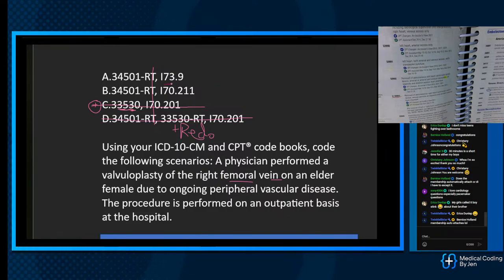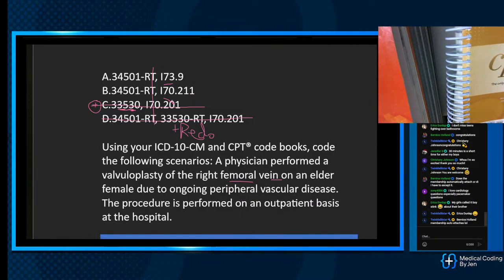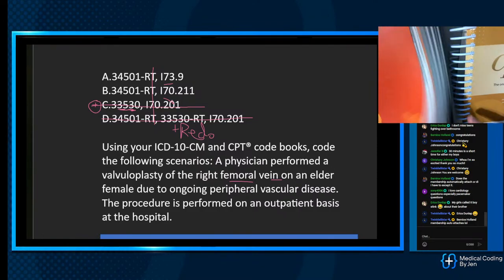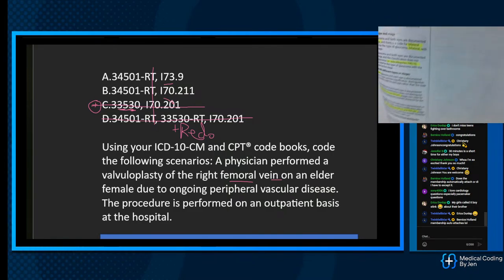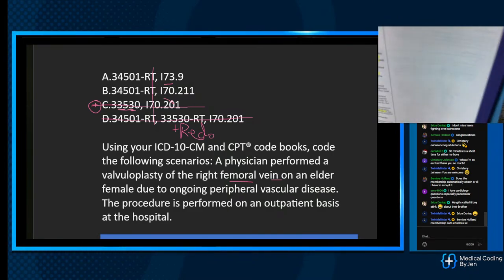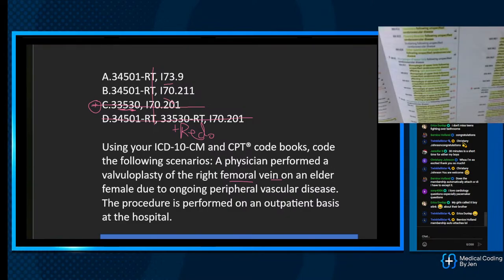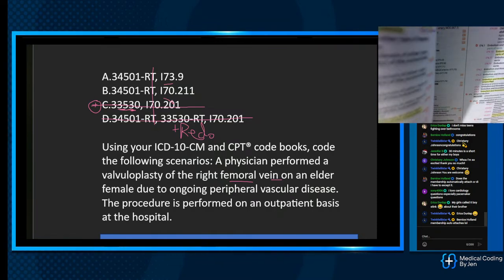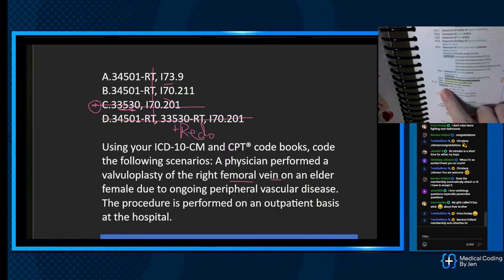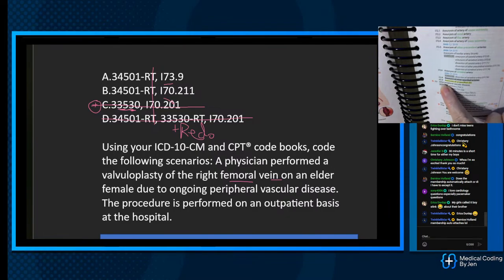So, just a difference between I73 and I70, since I70 is in all the other answers. Let's go look. I70 is atherosclerosis of the aorta. I73 is other peripheral vascular diseases. We're not going to be an other. They rarely pick other or unspecified.